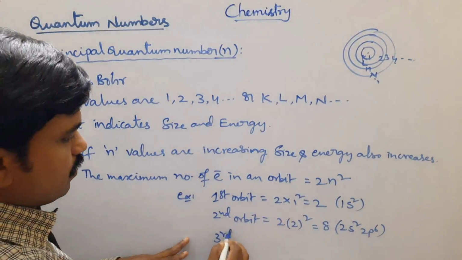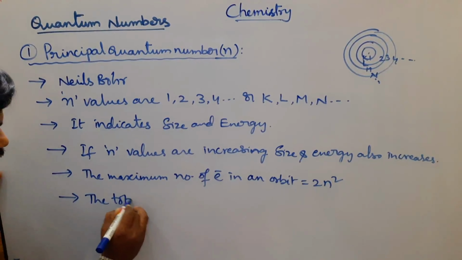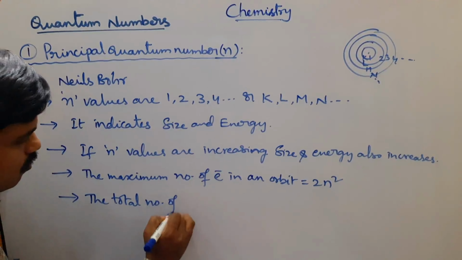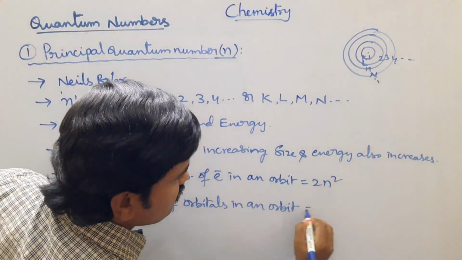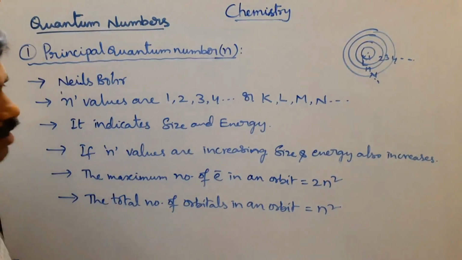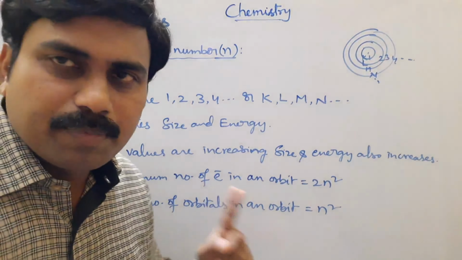Look at the next point. The total number of orbitals in an orbit is n square. For example, first orbit contains only one orbital, that is 1s. Second orbit contains 2s, 2px, 2py, 2pz. So second orbit contains 4 orbitals.